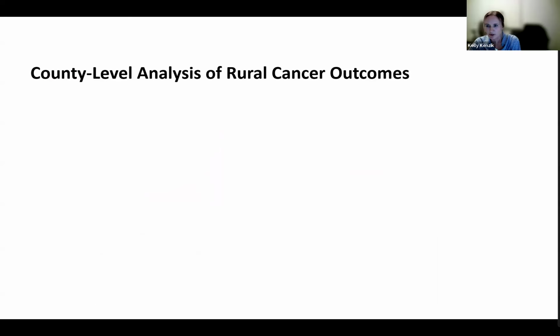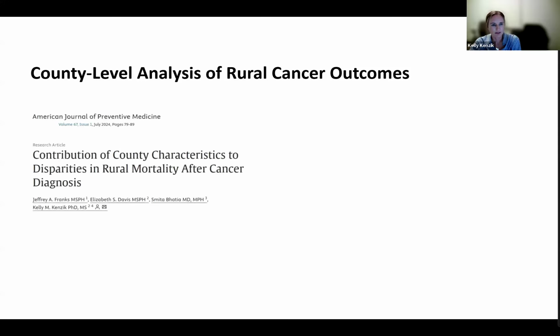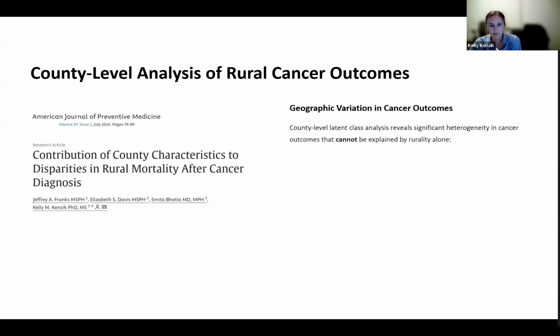So I'm just going to touch on a few other studies that took different approaches to looking at some of these geographic differences. We really wanted to try to understand more of these other contextual factors because clearly rural by itself was not the driving factor in some of these population-based analyses. So in this next study, we looked at some of the other characteristics of a county and how it contributed to rural mortality.